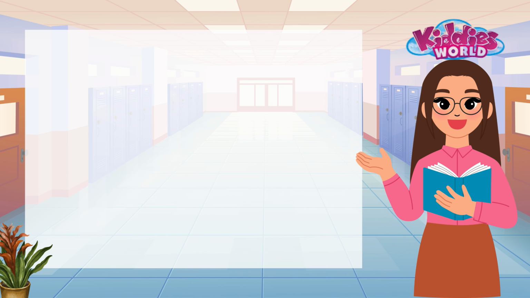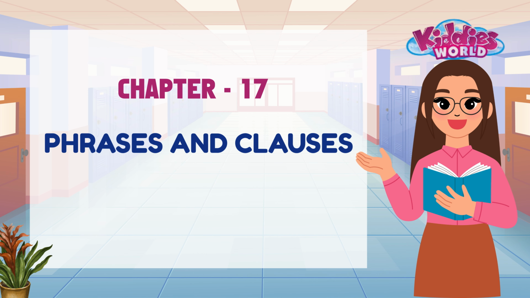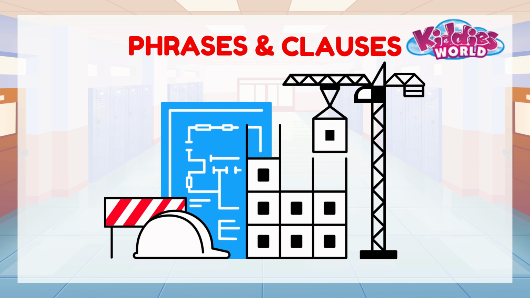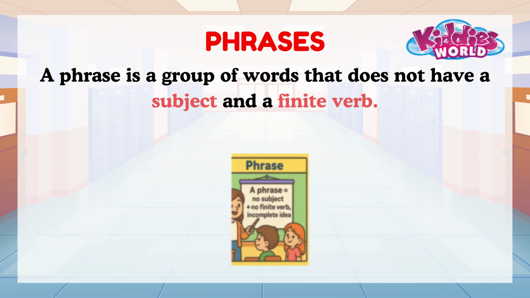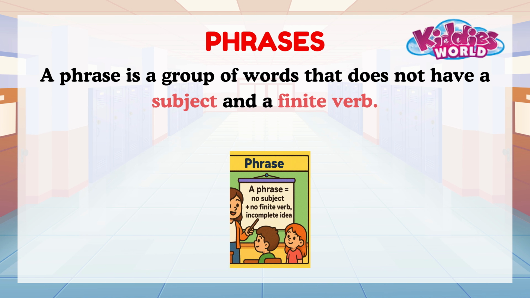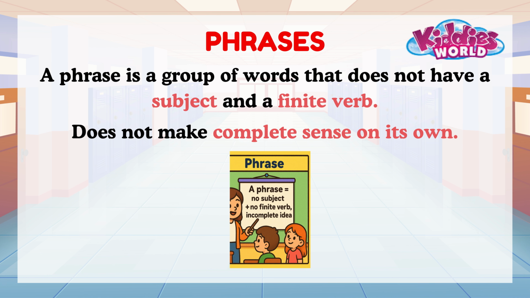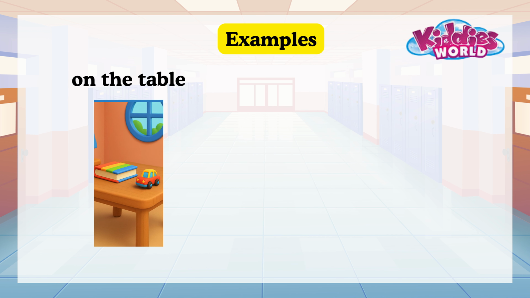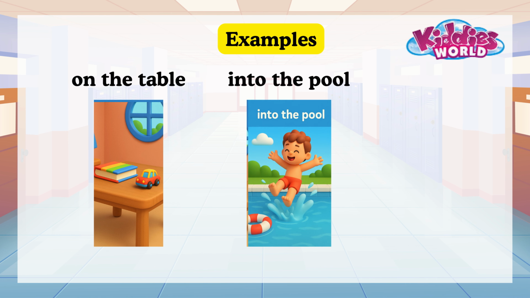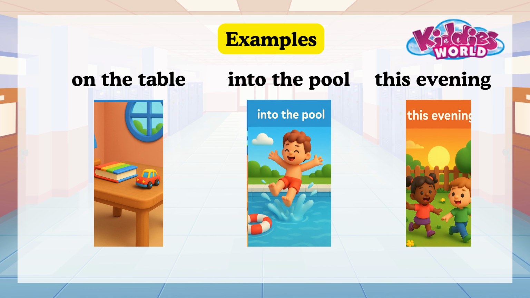Let's explore and learn about phrases and clauses. These are important building blocks of sentences. Phrases. A phrase is a group of words that does not have a subject and a finite verb, and it does not make complete sense on its own. Examples: on the table, into the pool, this evening.